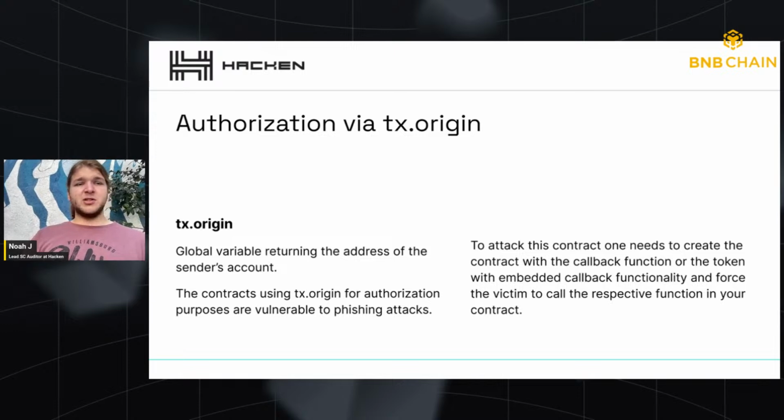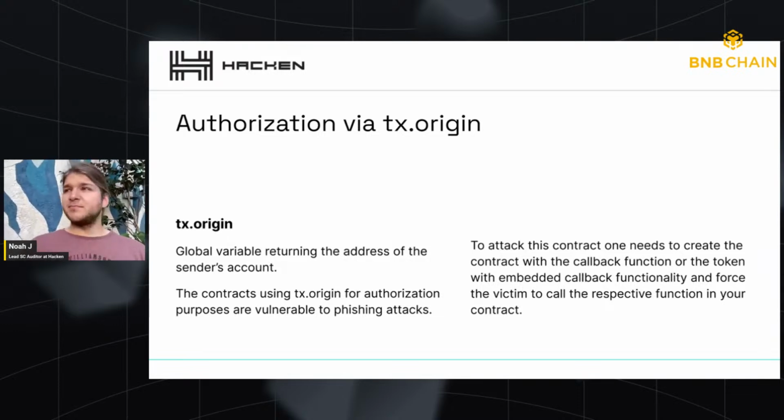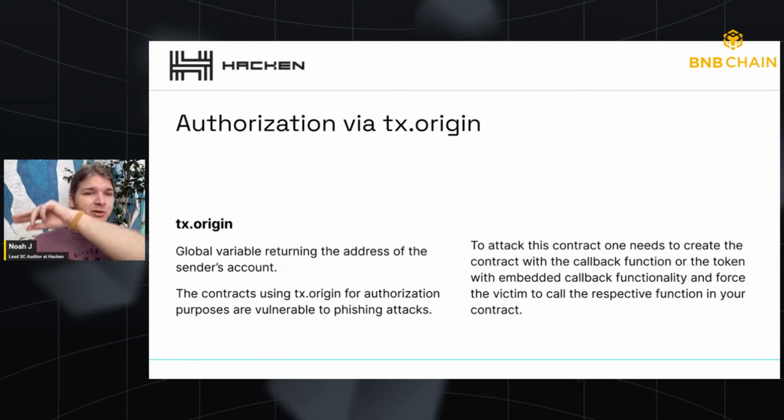So we have authorization via transaction origin. This one is also something that doesn't show up in normal code. It's a global variable, and it's the signer of the transaction. So if I interact with a smart contract, for example Uniswap, and Uniswap forwards my transaction, like my transaction touches the Uniswap router, and then from the Uniswap router it touches several swap contracts for different currency pairs.